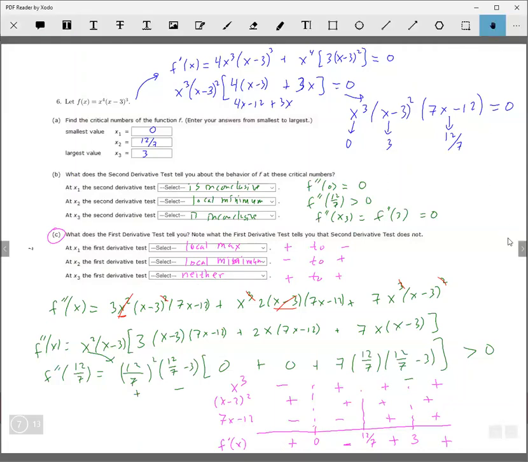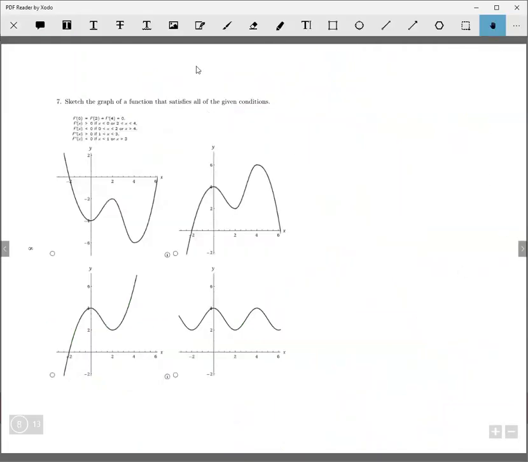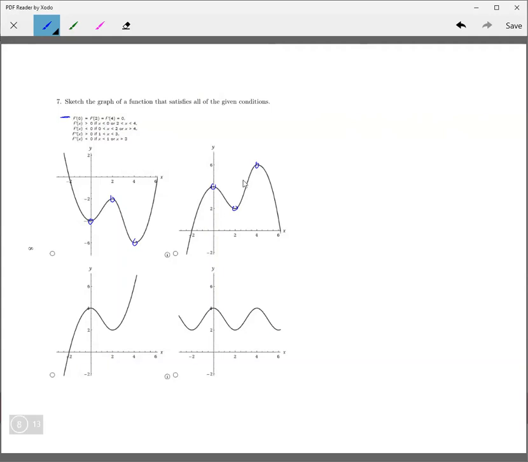Good. So let's move on to number 7. What we have here is a bunch of conditions. We want the first derivative to be 0 at 0, 2, and 4. So let's do this one. Those are all fine. Oh, whoa, at 4 it's not 0. So this is out, because at 4 it doesn't work. Okay, 0, 2, and 4.